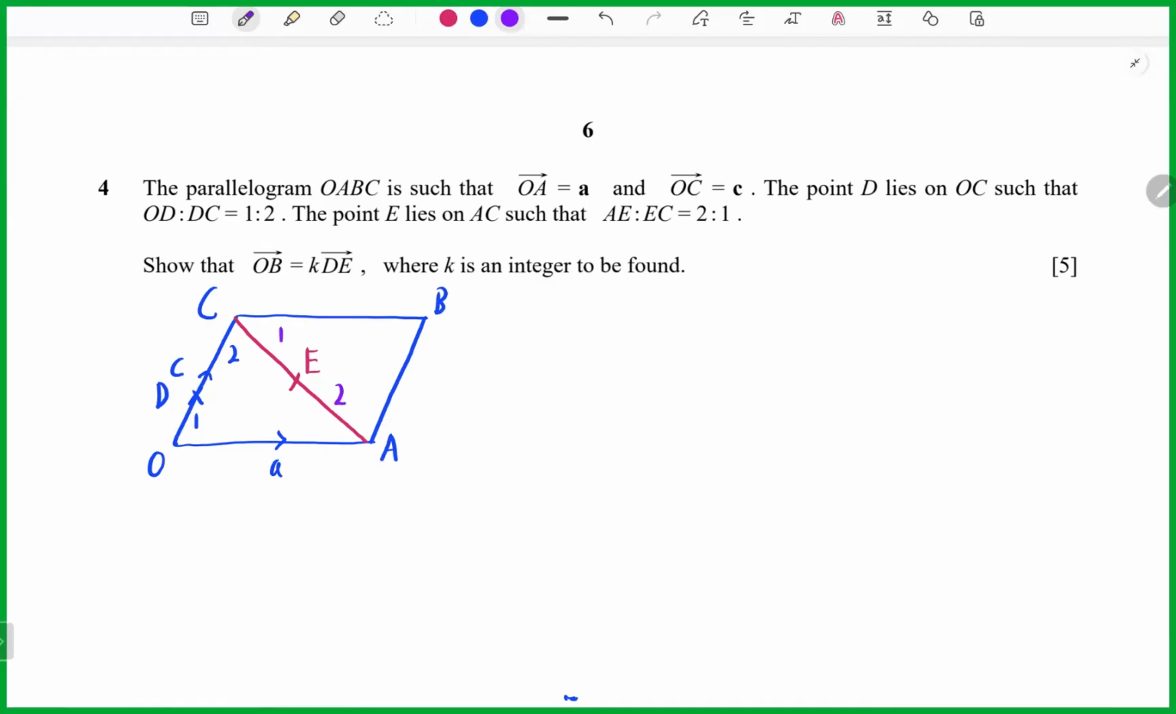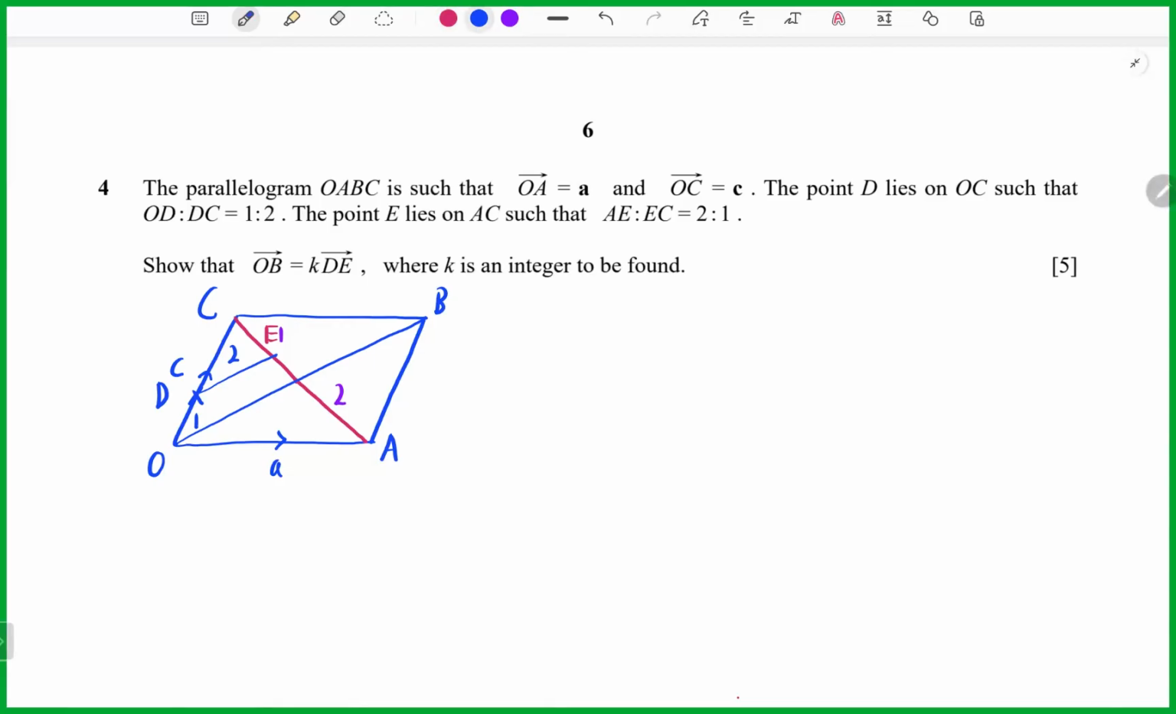Now we need to show OB equals k DE. It means we need to show these two lines are parallel, and you also need to find the value of k. So let's see how to find it.